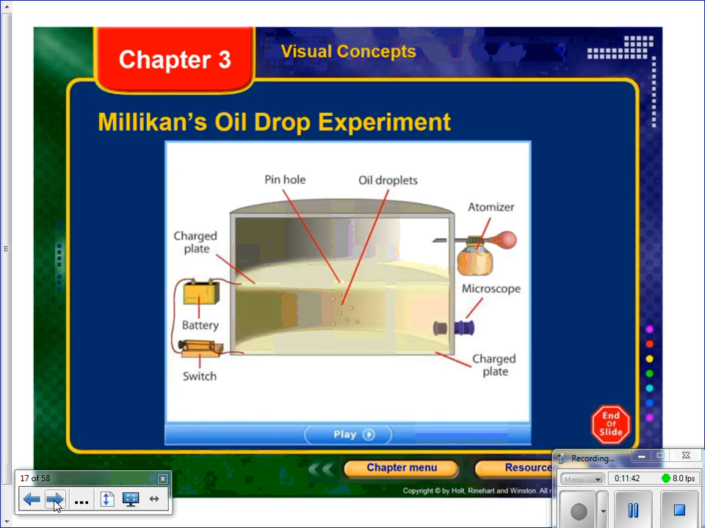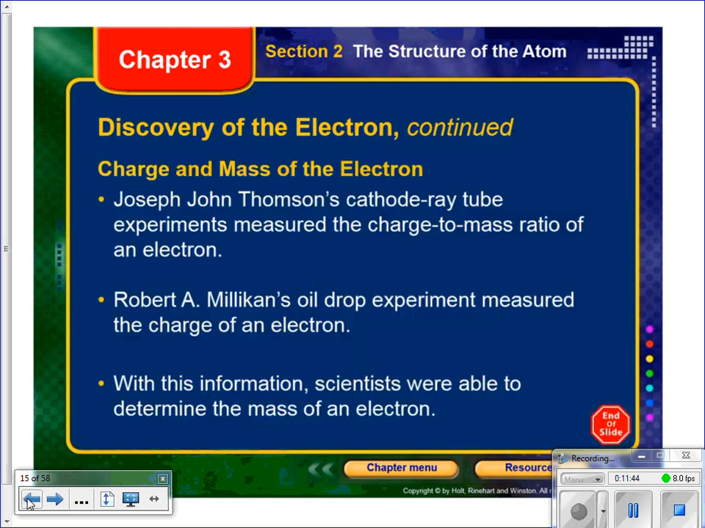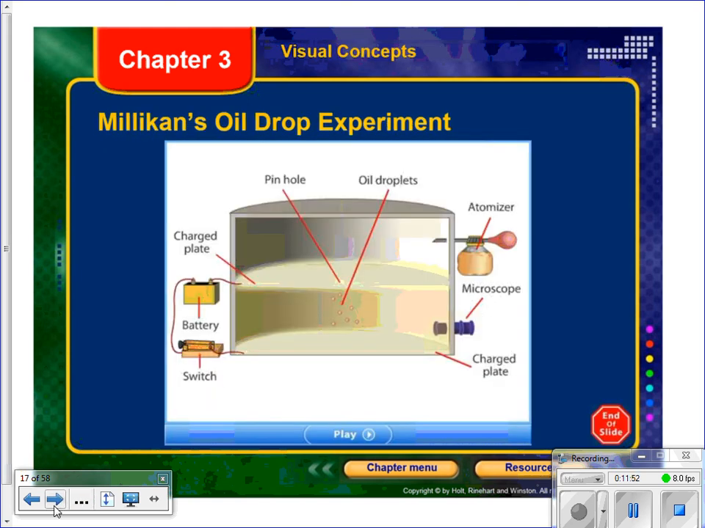We have another experiment, Robert Millikan. He used this oil drop experiment and he came up with the charge of an electron. So they've taken this round container, almost like a small bucket, and they've cut it in half so you could see the inside. We have two metal plates inside of this container.